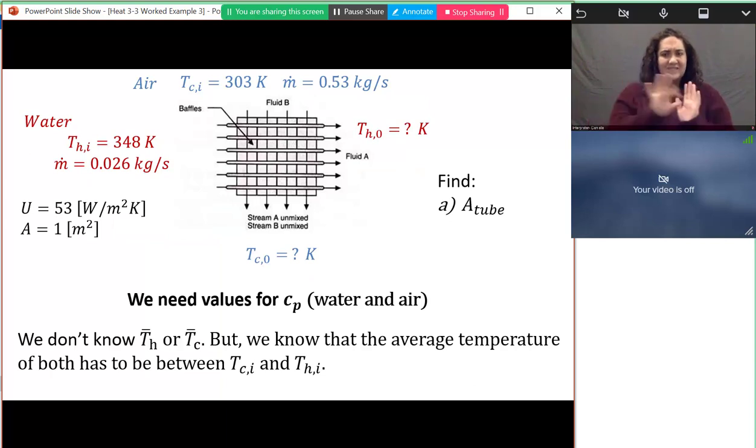So for big C, we need to know values of specific heat for both fluids. But in order to find the specific heat to get the best estimate, we would need to know the average temperature on the hot side and the average temperature on the cold side. But because we don't know the outlet temperatures on either side, we'll have to estimate for both.